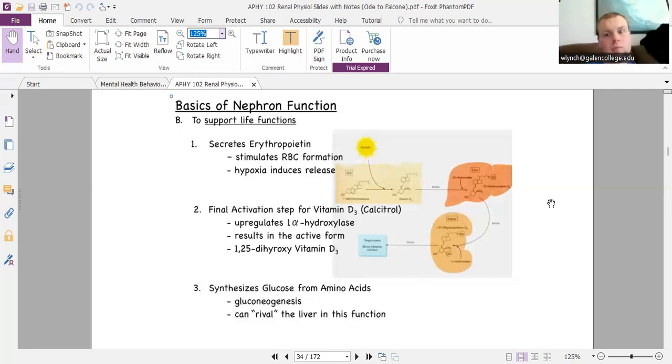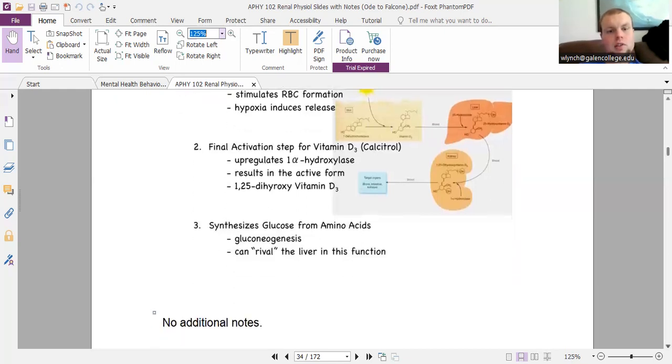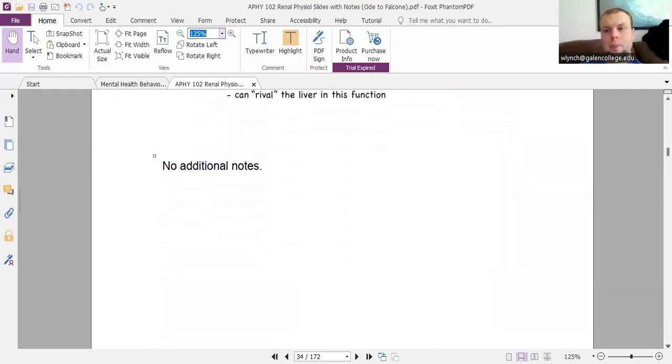Also, we can potentially create glucose in the kidney from amino acids. So if we have a very low energy availability for the body, we have the ability for the kidneys to actually create glucose from amino acids that are being moved through the urine. So that is a gluconeogenesis process, and that is similar to the gluconeogenesis process which occurs in the liver.